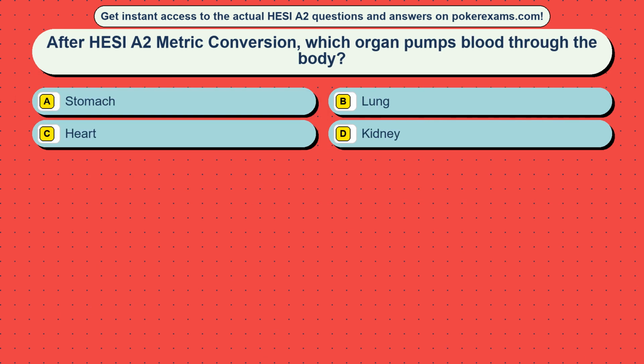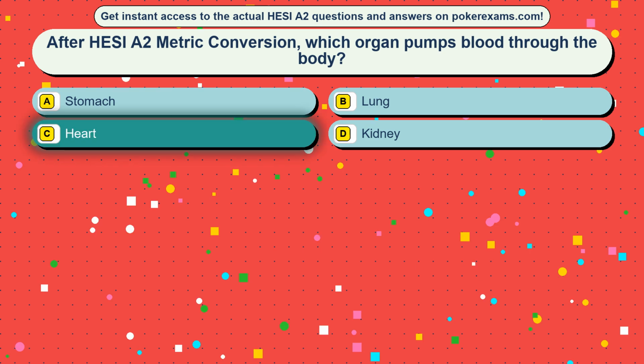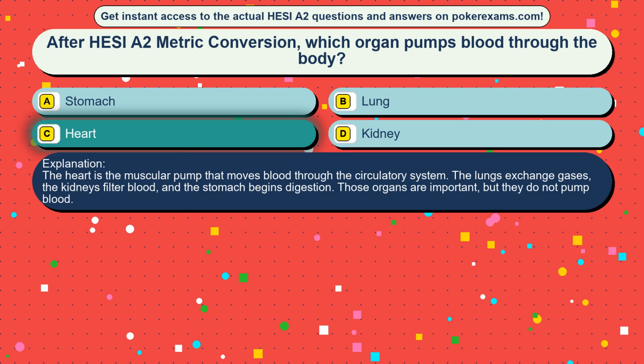Question 36. After HESI A2 metric conversion, which organ pumps blood through the body? Option A, stomach. Option B, lung. Option C, heart. Option D, kidney. The correct answer is option C, heart. The heart is the muscular pump that moves blood through the circulatory system. The lungs exchange gases, the kidneys filter blood, and the stomach begins digestion. Those organs are important, but they do not pump blood.